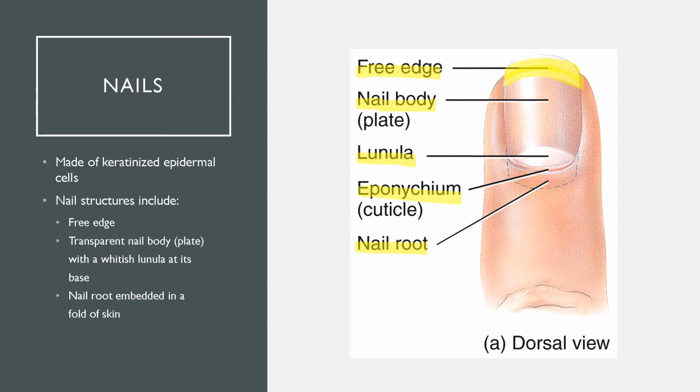The nail root is going to be the portion of the nail that's buried in a fold of skin. The whitish crescent-shaped area of the proximal end of the nail body is called the lunula. Lunula means little moon. And it's white in color because the vascular tissue underneath it doesn't show through the really thick epithelium in the area.